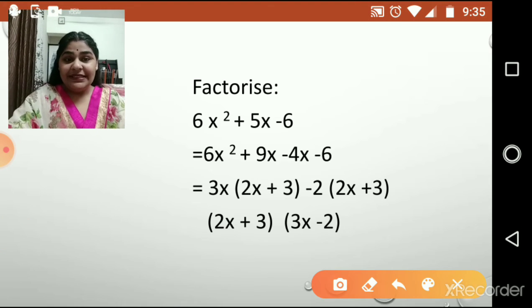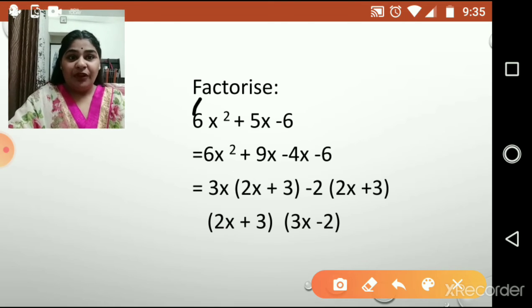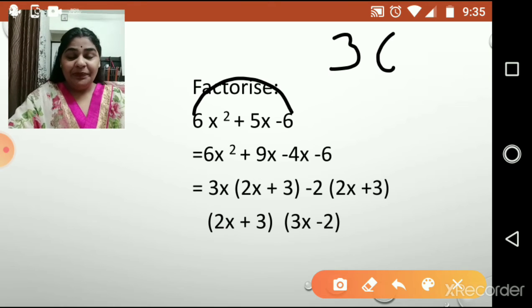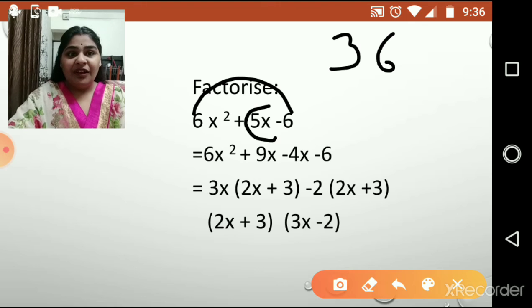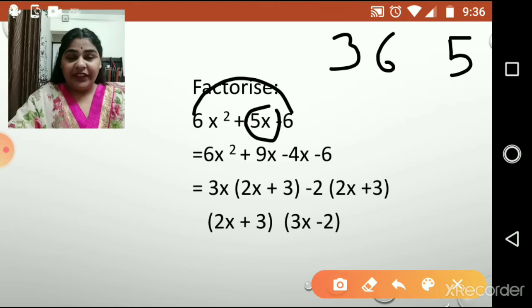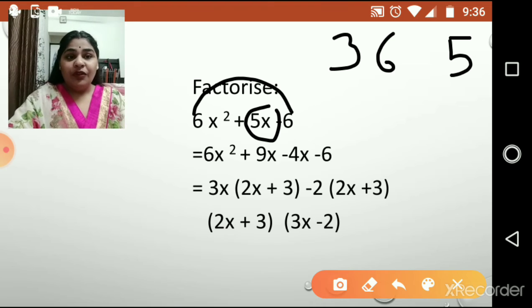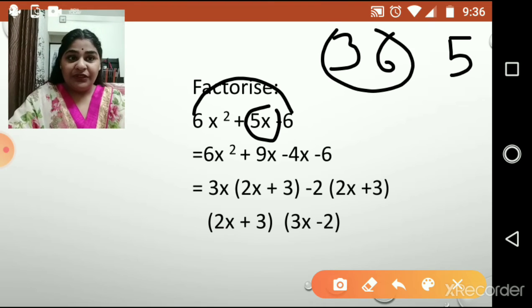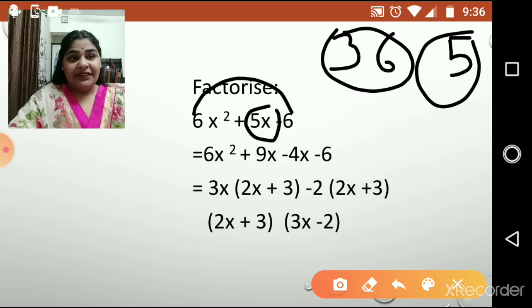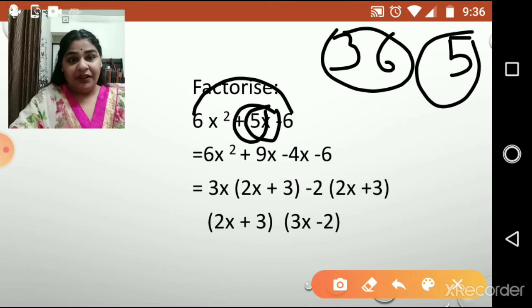Now factorize 6x square plus 5x minus 6. Now when there are 3 terms, we take the product of first and the last, that is 6 sixes are 36, right? And the middle term here is 5, right? So now we have to take such numbers whose product will be equal to 36 and sum should be equal to 5, right? And then we are going to split the middle term using those factors, right?